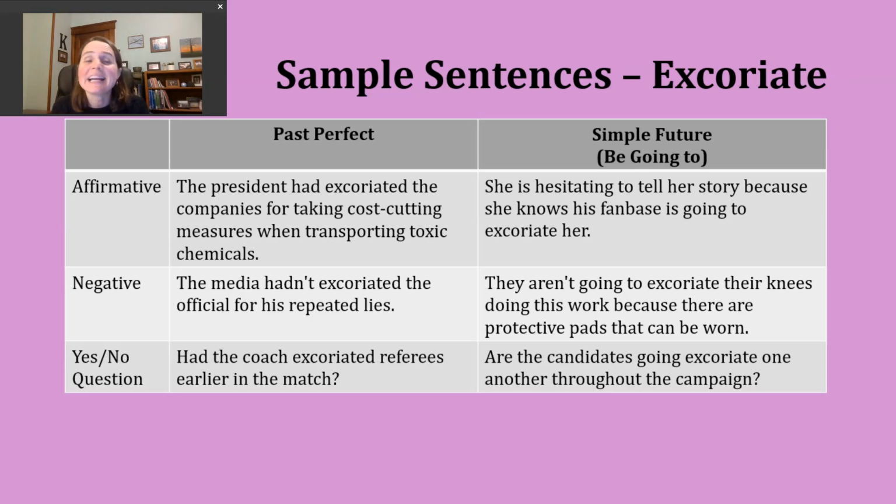Now, let's look at making a yes or no question in the simple future. To do this, we start with the form of be. Whatever form matches the subject, that subject comes next. Then we'll use going to and then our base verb. Here's another example. Are the candidates going to excoriate one another throughout the campaign? So again, that would be back most likely to that criticizing harshly or severely.